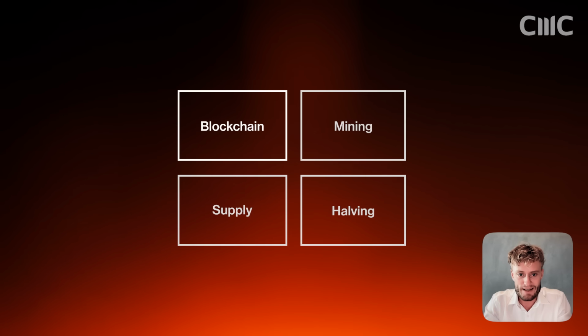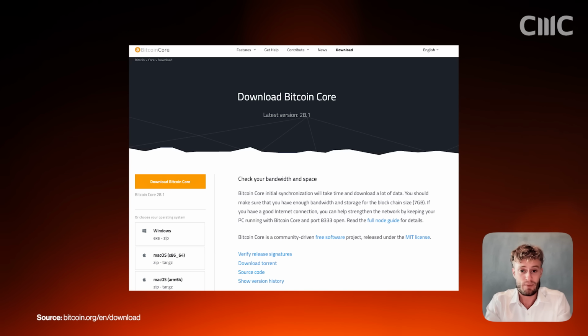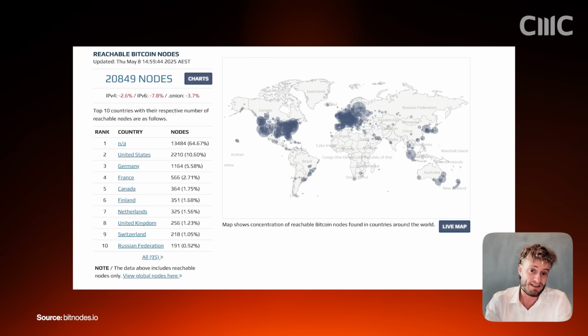So firstly, let's touch on blockchain. Bitcoin runs as software on thousands of computers all around the world. And the computers running this software are called nodes in the Bitcoin network, and anyone can run the Bitcoin software and become a node. According to BitNodes, there are around 22,000 nodes operating globally right now. Each of these nodes holds a complete copy of every Bitcoin transaction ever made. This history or record of transactions across a peer-to-peer network is called the blockchain.